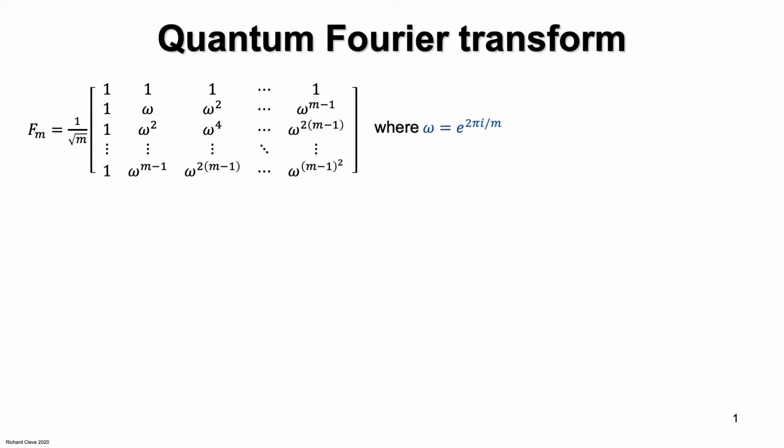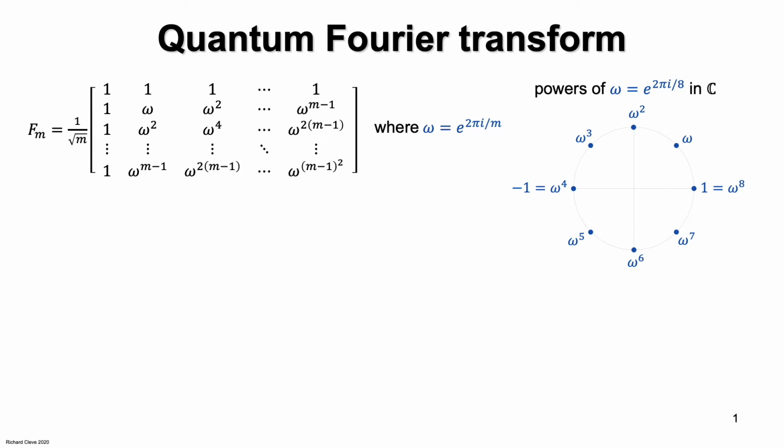Here's a quick reminder. The Fourier transform modulo M is this M by M matrix, where omega is a primitive mth root of unity, that is, it's of the form e to the 2 pi i over m. It's useful to visualize the powers of omega as points in the complex plane. They are m equally spaced points on the unit circle, and here's what they look like when m is 8.